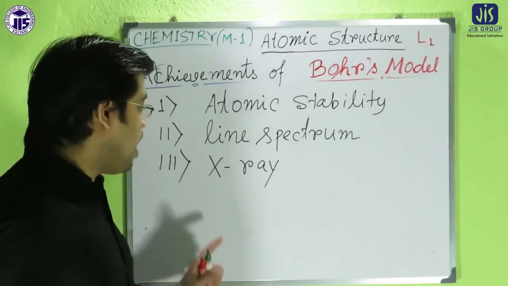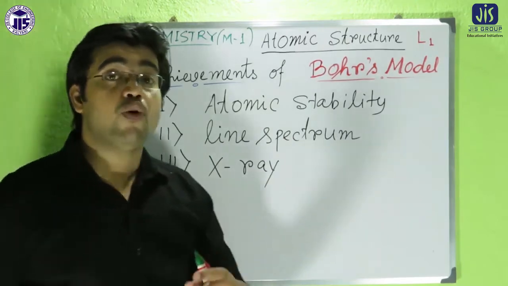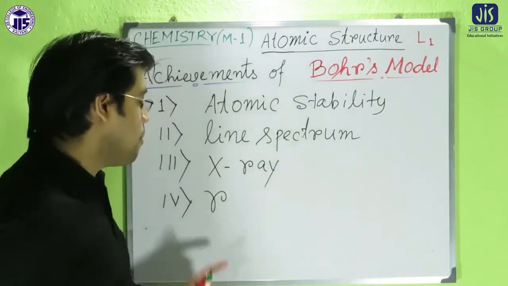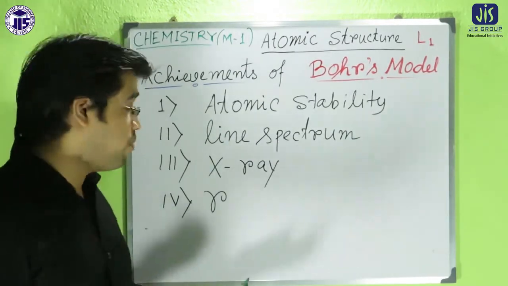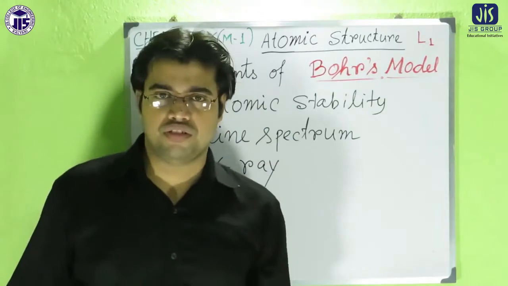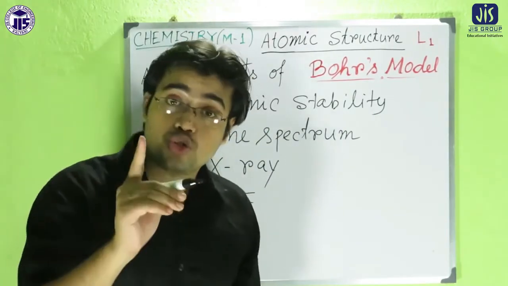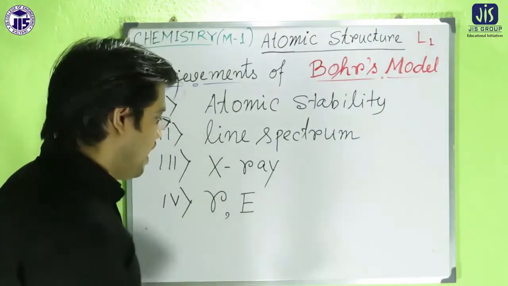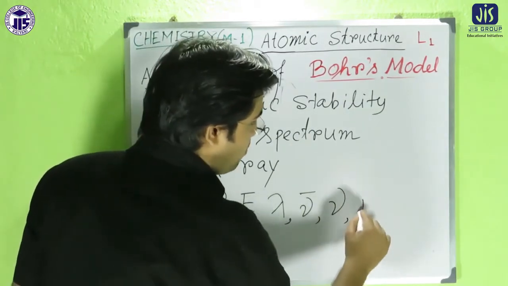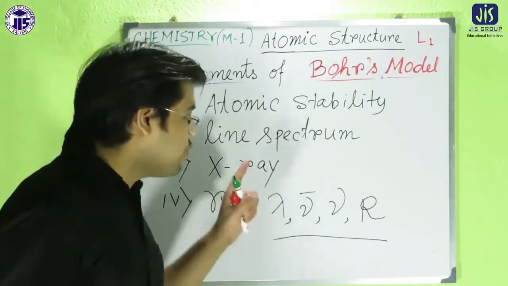We will discuss later how the X-ray was generated and how Bohr successfully explained it. Fourth, and the most important point, with Bohr's model we can determine some parameters. For example, we can determine the radius of the Bohr orbit, the expression for the radius of Bohr's orbit, and the energy of a particular electron in a particular orbit. We can also determine several spectral parameters like wavelength, wave number, frequency, and the Rydberg constant.